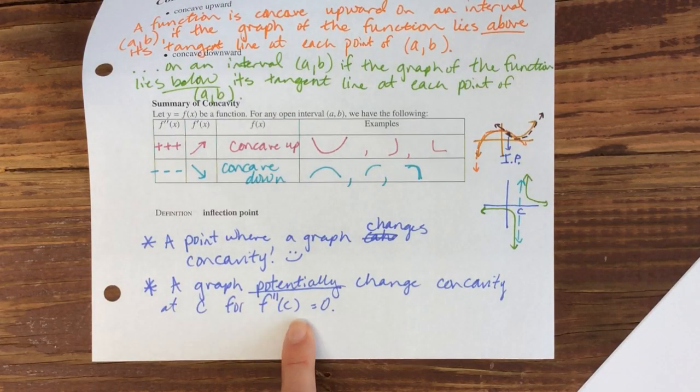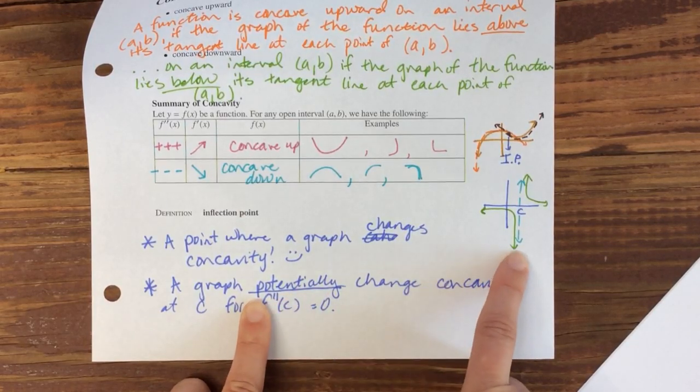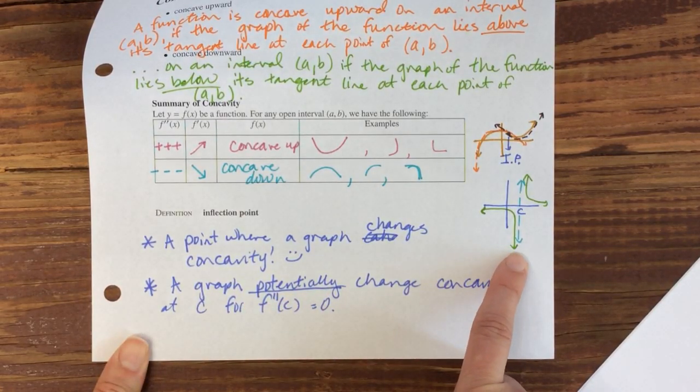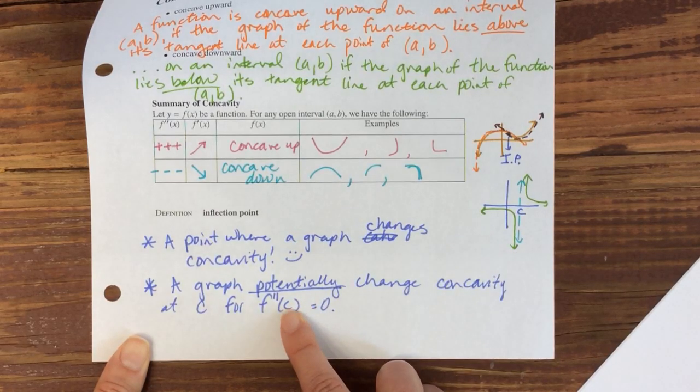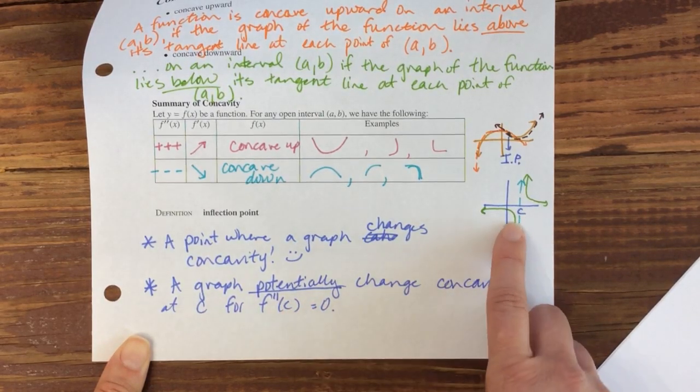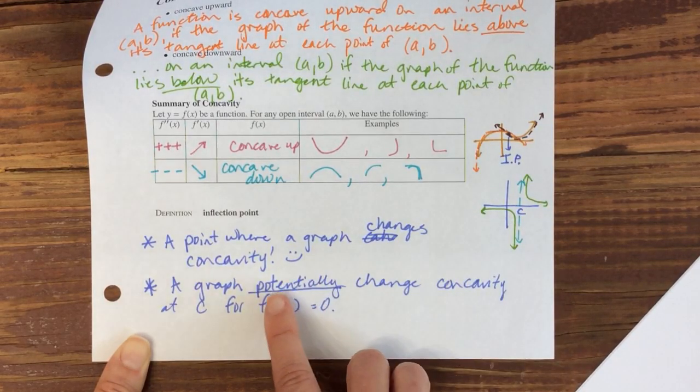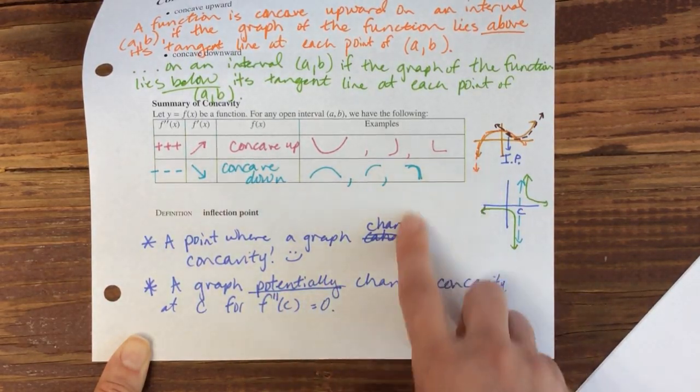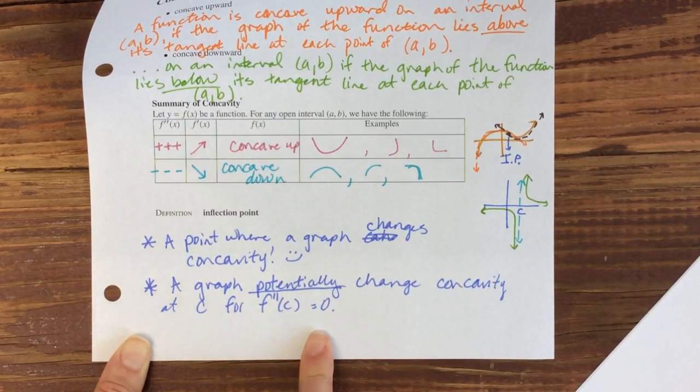A graph potentially changes concavity at c for f double prime of c equaling 0, or if the second derivative equals 0, right? Again, just like I tried to emphasize over and over for the first derivative test, remember this keyword is potentially. Because here, in this graph, this is representing a vertical asymptote, and there's actually no function value for this c, okay? So graphs can potentially change, but it doesn't mean that they have to change.